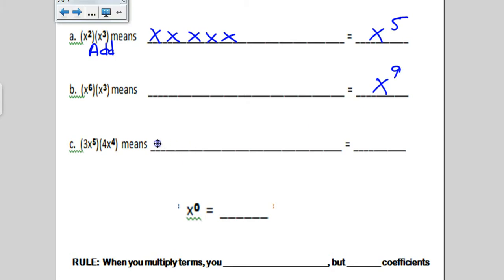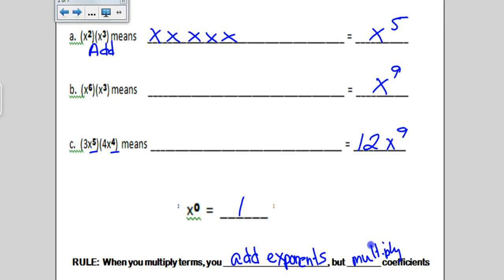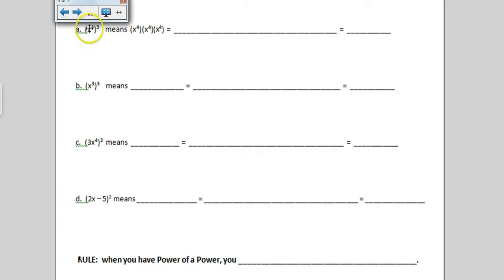Now for part C, be careful, because now we've got coefficients. So the 3 and the 4 coefficients are still going to be 3 times 4, which is 12. And then x to the 5th times x to the 4th. If we add those together, we get x to the 9th. And then something to remember, anything to the 0 power is always equal to a 1. I don't care what it is, anything to the 0 power is a 1. So the rule is, when you multiply terms, you add the exponents, but multiply the coefficients. So exponent rules do not apply to coefficients, only to exponents.